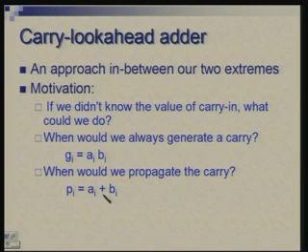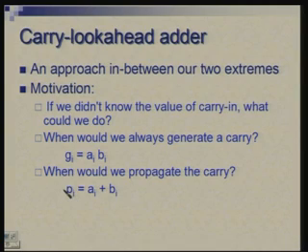Secondly, when any of AI or BI is 1, if the carry is coming from the input side, it will propagate to the output side. So, CI plus 1 will be 1 if CI is 1 and any one of these is 1. We denote this expression as PI, the propagate condition.